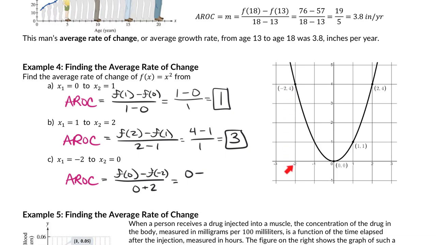Yeah, here's -2. So the output is 4 over 0 plus 2, which is... what? 0 plus 2, which is 2. 0 minus 4 is -4. -4 divided by 2 is -2.